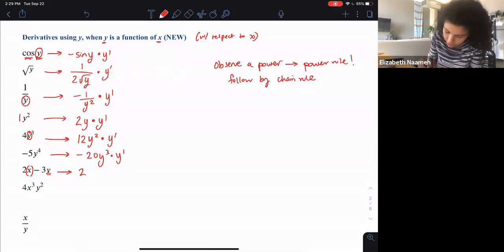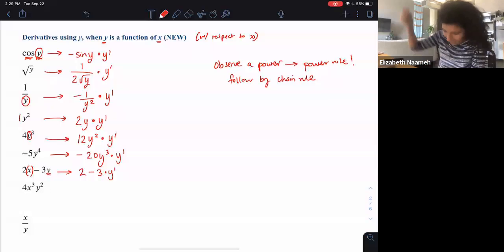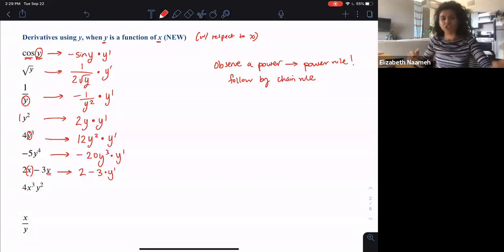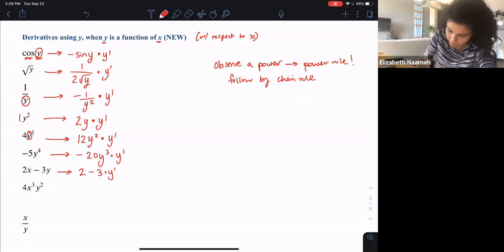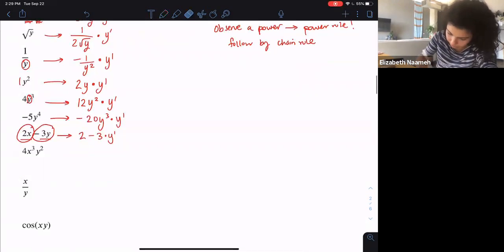But now I have a function. So what's the derivative of negative 3y? Negative 3 times y prime. Ta-da! There you go. Since there was a minus sign here, we take the derivative of each part separately. We know the derivative of 2x is 2. And here we used the slope, negative 3, followed by the chain rule. Okay, let's try the next one.